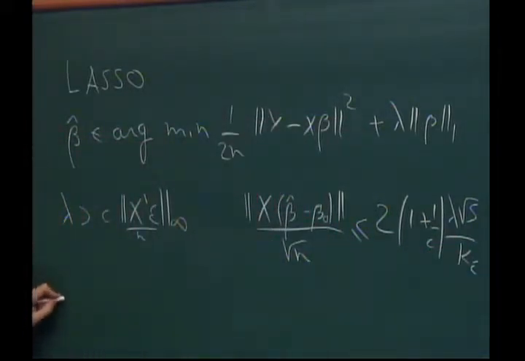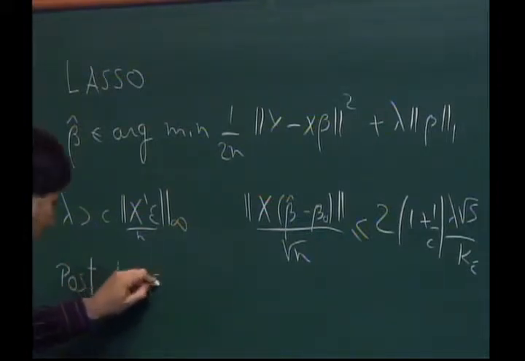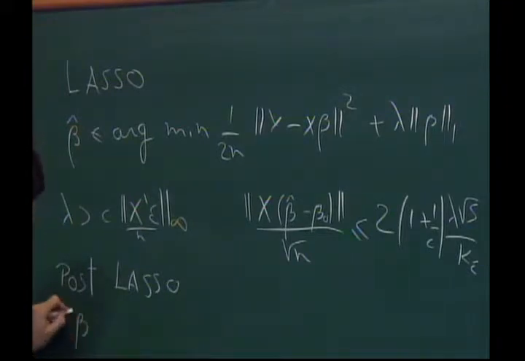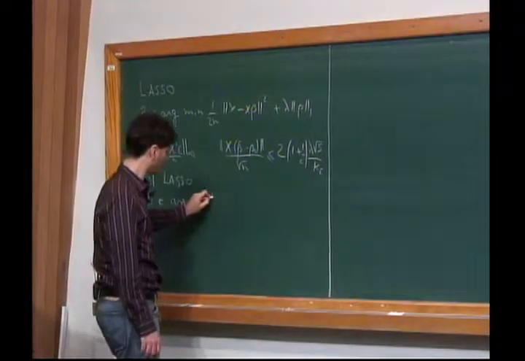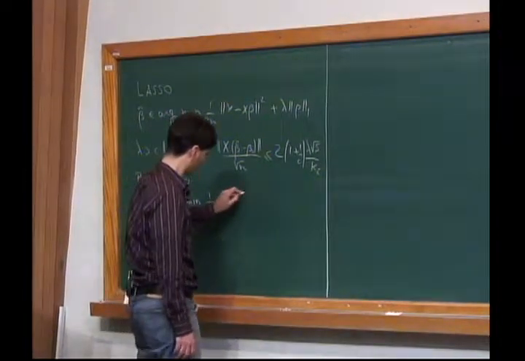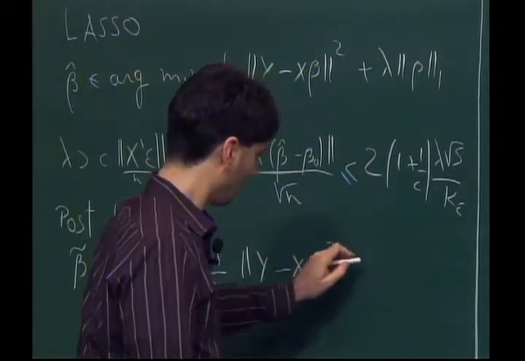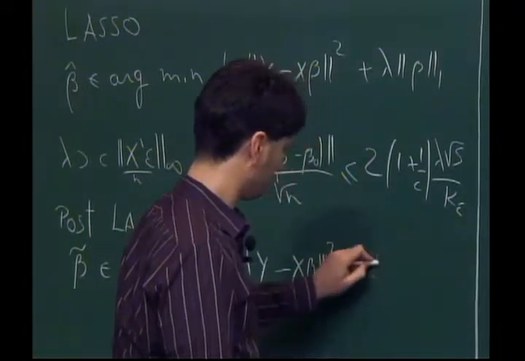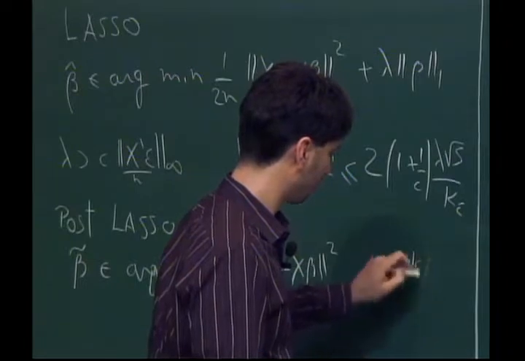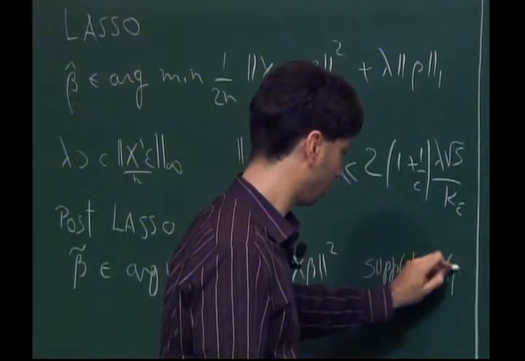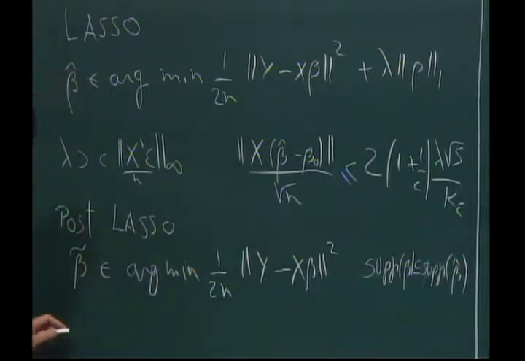And we also talked about post-Lasso, which is just the least squares estimator applied to the components that was selected by Lasso. So it allows for this data-driven choice of which variables matter. And then we also analyzed the sparsity of Lasso.